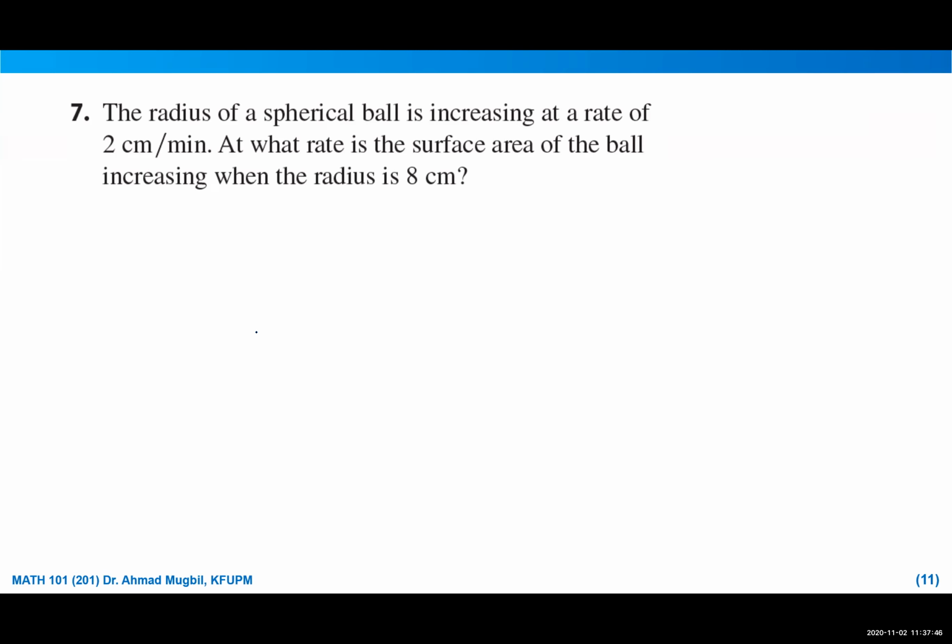So what do we have here? We have a sphere, a spherical ball. So it is a sphere. What is increasing? The radius. So let's say r is increasing at a rate. So we have here dr/dt equals 2. You can know, ya Shabab, also from the unit. What is this rate? It is centimeter. If it was centimeter cubed, for example, it would be volume. If it is centimeter squared, it would be area.